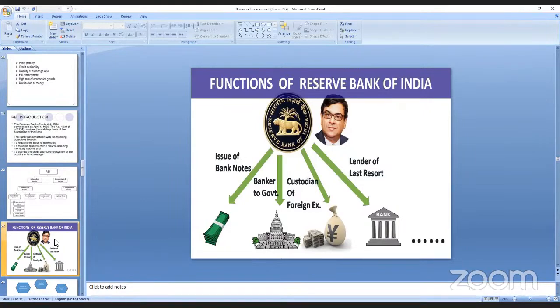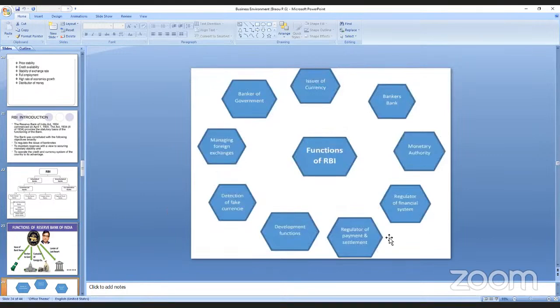And bankers to government. Many of the banks are also under the RBI, so they act as a banker to the government, and custodian of foreign exchange. What is a custodian? They give the currency notes, that is the supply of currency notes. If you go to other countries, that currency also will be exchanged. And lender of the last resort. They lend money to other banks. These are the main functions.